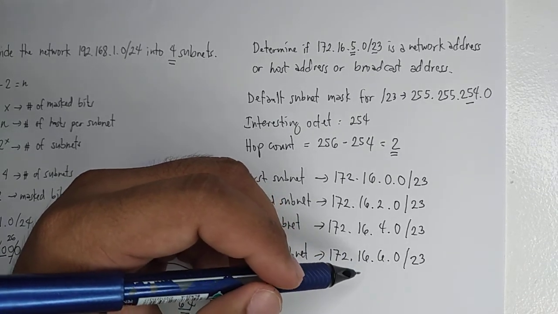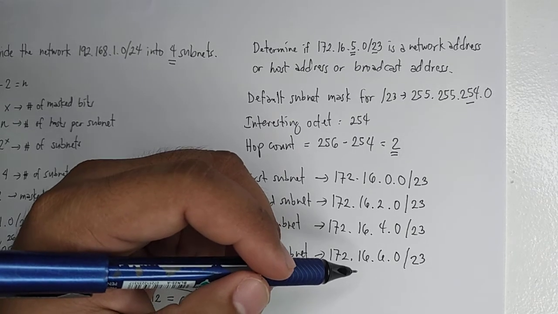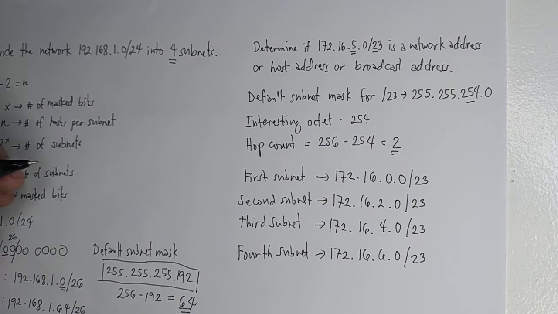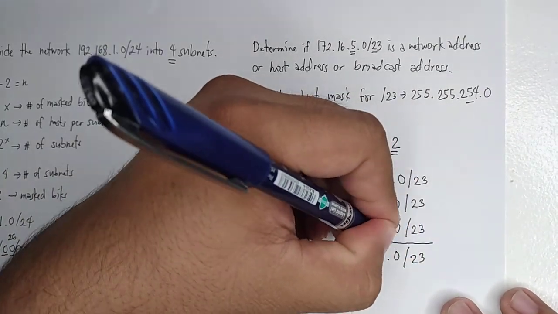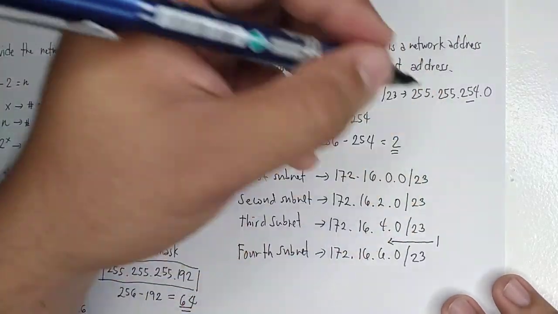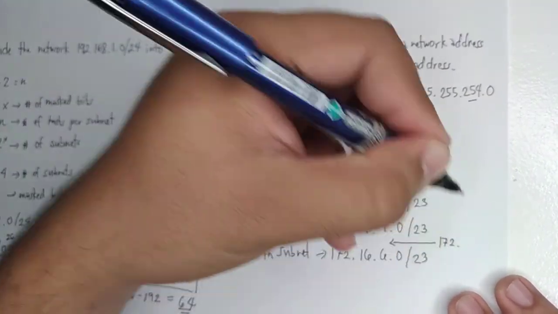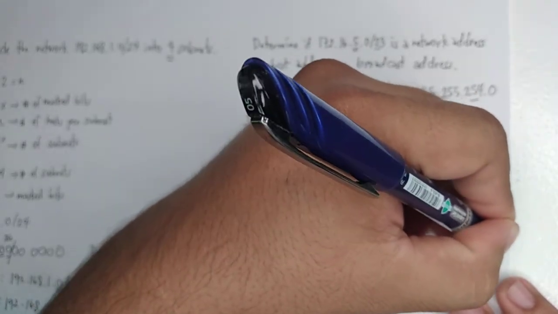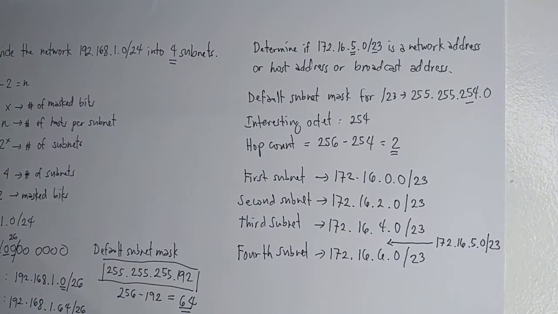So we have already passed 172.16.5.0/23, meaning the address given here is actually in between our third and our fourth subnet. This is where 172.16.5.0/23 is located. So what is the answer?